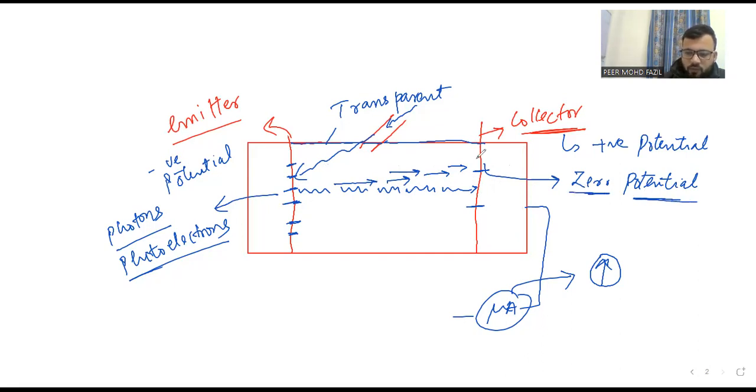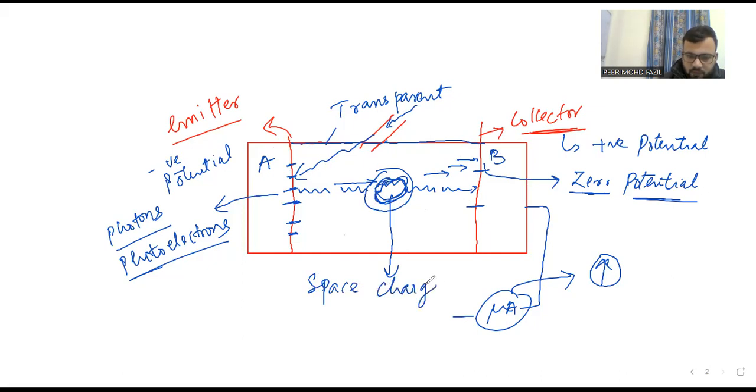But the moment I maintain zero potential of this collector plate, what will happen? The electrons which are getting emitted from the emitter plate will not be able to reach the collector plate. They will remain somewhere in between A and B, like if I write it as A and if I write it as B, they will remain somewhere here. So these electrons will get accumulated in between emitter and collector plate. We will call this space charge.